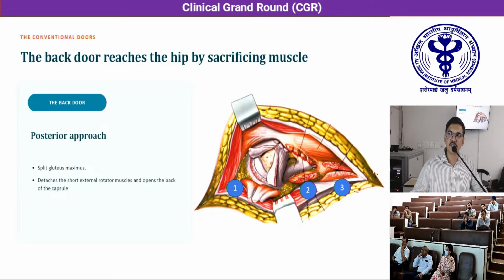So we have to do this release, which is always essential to reach the hip, which is the external rotators. We always have to lift from the intertrochanteric area and then reattach it. We always have to lift this muscle, which is quadratus femoris, and sometimes we also have to release this G-max attachment over the femur. So it is a wonderful approach, but it needs quite a dissection before you directly enter the hip and address the hip pathology.